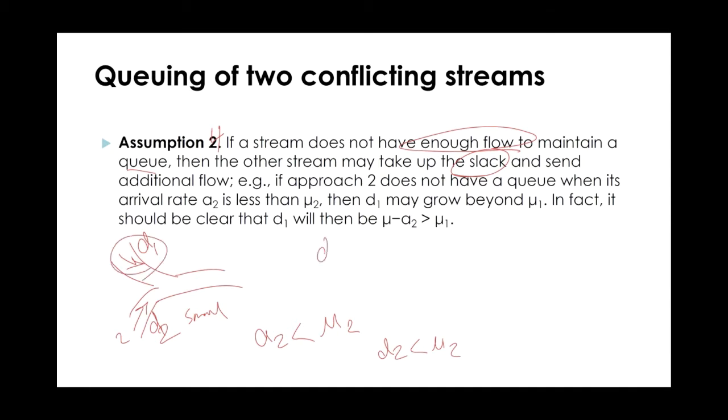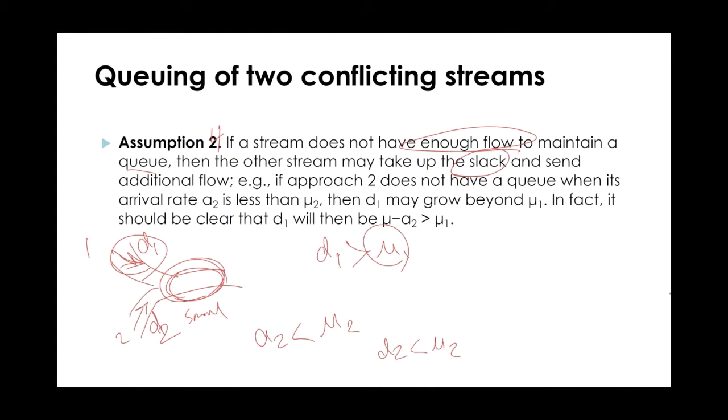We can say that D1 will actually grow beyond its capacity. This is stream one. D1 will exceed its capacity. It's a little bit hard to interpret because we don't usually see flows exceeding capacity in reality. But if capacity is not fixed, which it isn't in reality, to be honest, yes, we can see D1 grow beyond any assumed fixed capacity. In this case, because there is enough room downstream of this merge section, stream one will send additional flow beyond mu1. So we can totally use the available space, or the slack.